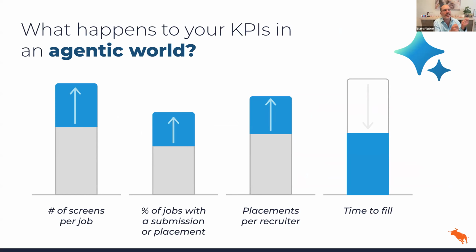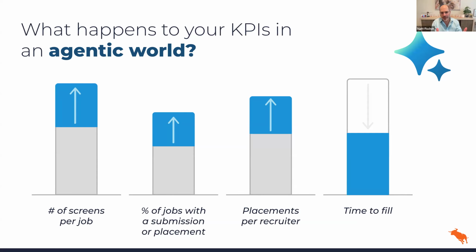That's essentially limitless now because AI can do that with impunity. You can scale that with impunity and have as many screens as you want. So you're going to see that's a KPI in your business as a leading indicator to placements per recruiter and time to fill. You're going to see that go up. You're also going to see the number of jobs that you can touch go up, jobs with a submission or a placement, because there's Jason, we talk about this all the time.